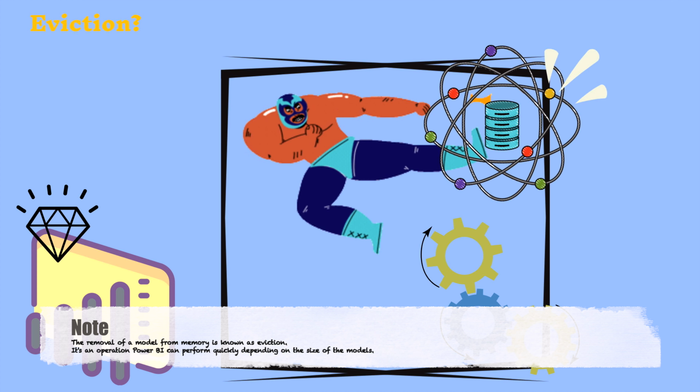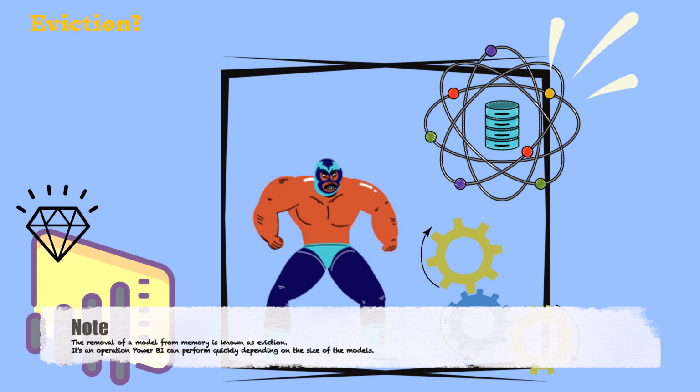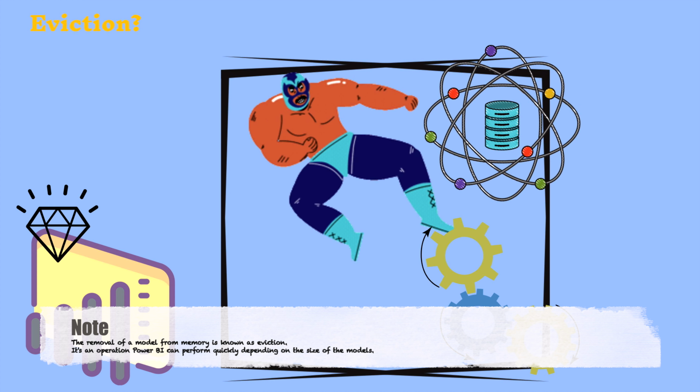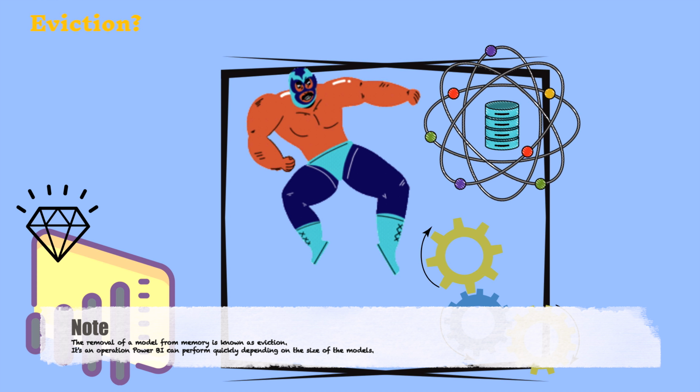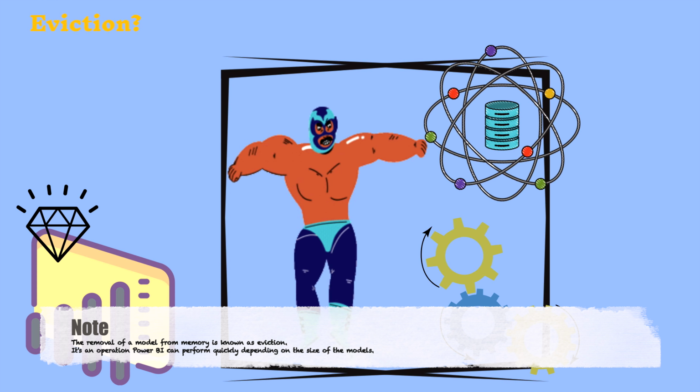So now the question is, what is eviction? Well, the removal of a model from memory is known as eviction. It is an operation Power BI can perform quickly, depending on the size of the model.